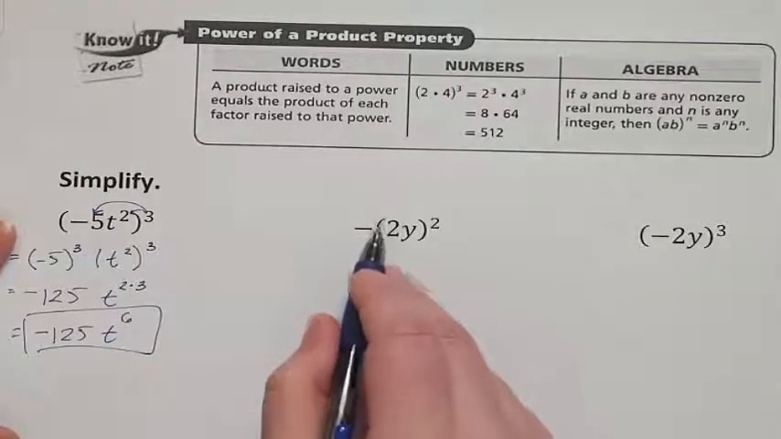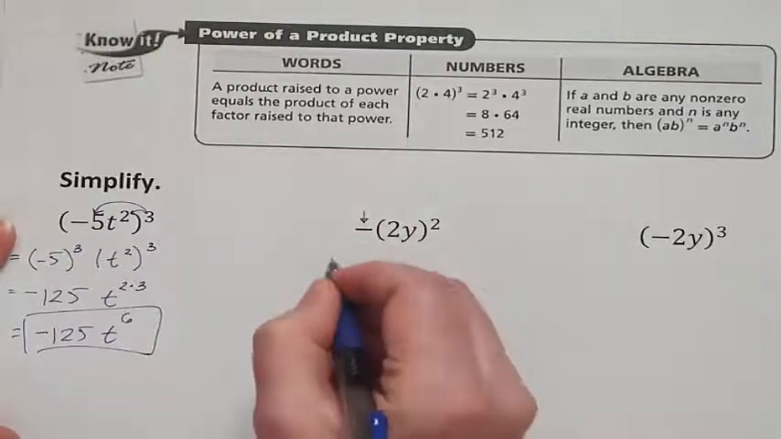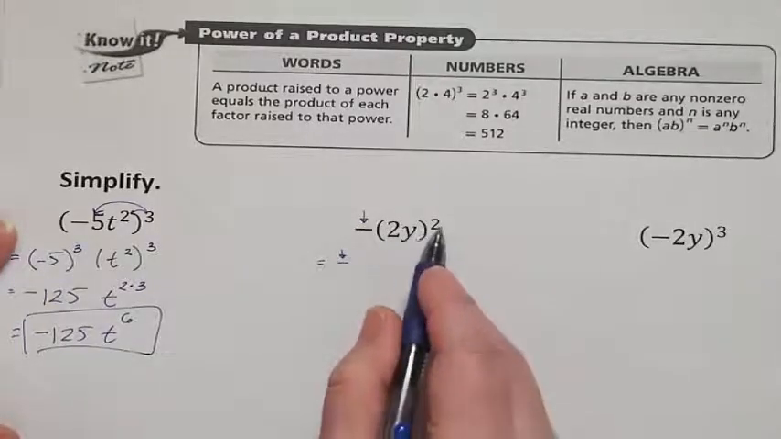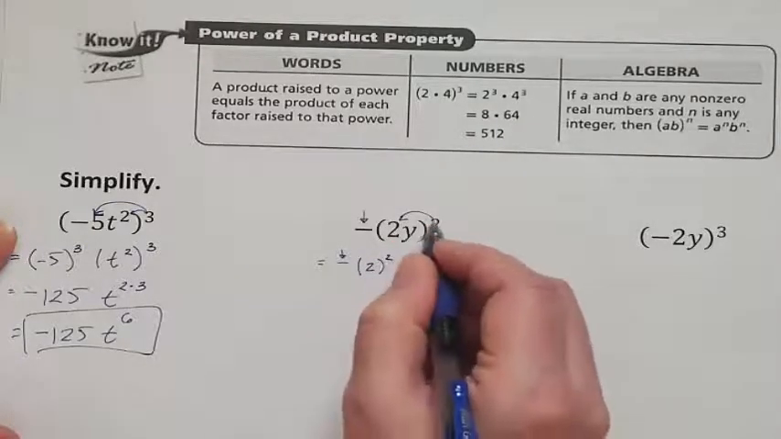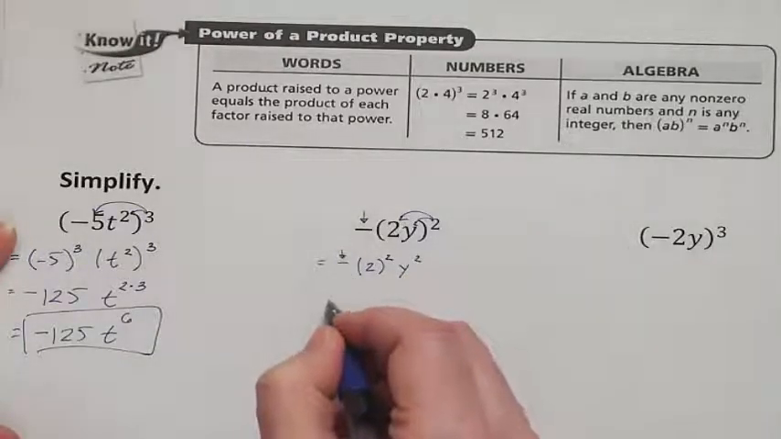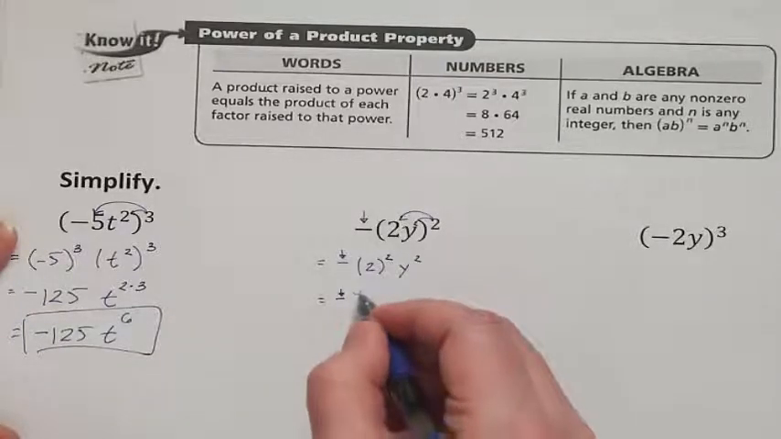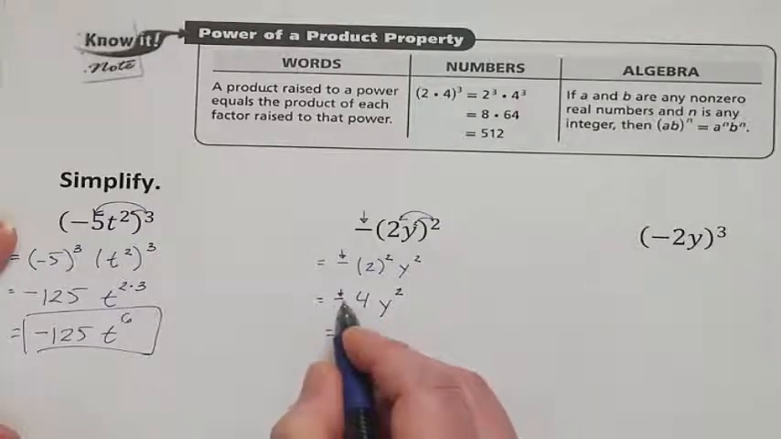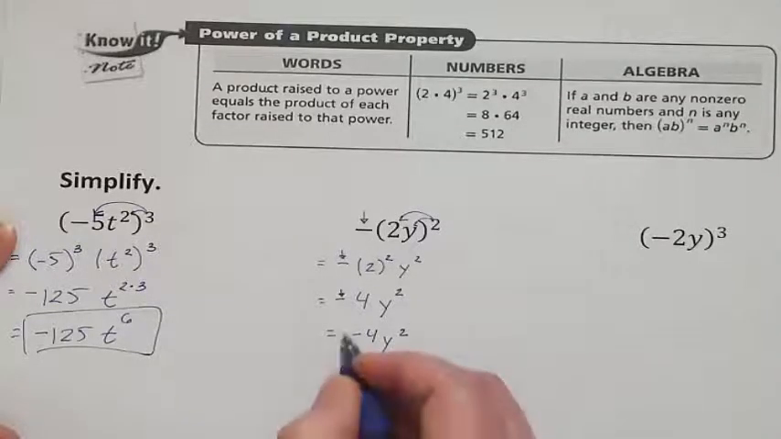This problem, this entire parenthesis is raised to the 2nd power. This negative sign right here is not a part of the parenthesis. So that negative sign is going to chill right outside. This parenthesis is raised to the 2nd power. So that meant this 2 needs to be raised to the 2nd power, and this y needs to be raised to the 2nd power. This negative sign is not a part of this problem, so he's just going to chill out there again. What is 2 to the 2nd power? 2 to the 2nd power is 4, and y squared is already simplified. It's just y squared. So I end up having a -4y squared. So my final answer is -4y squared. It is in simplest form.